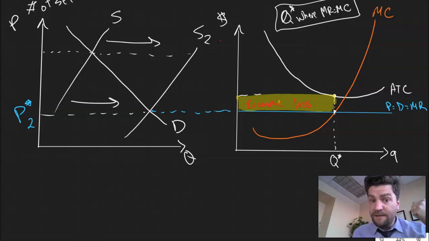So whenever the price is above the average total cost curve at our profit maximizing quantity, if the price is above the average total cost, you are making a profit, abnormally large economic profit. If the price is below, you're making an economic loss or negative economic profit.